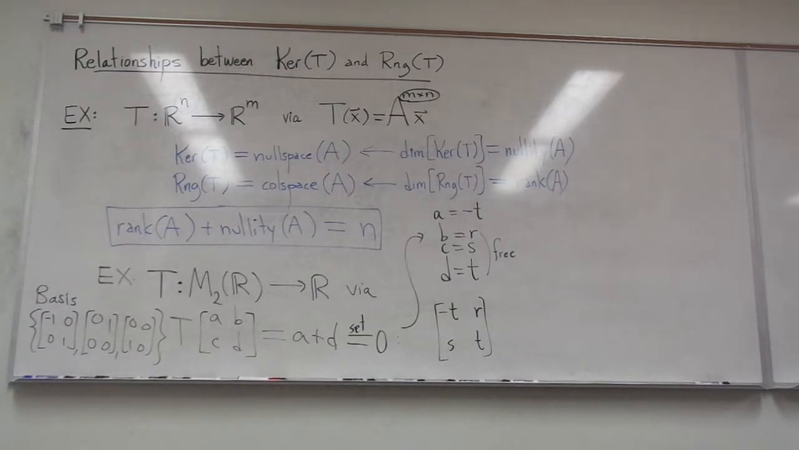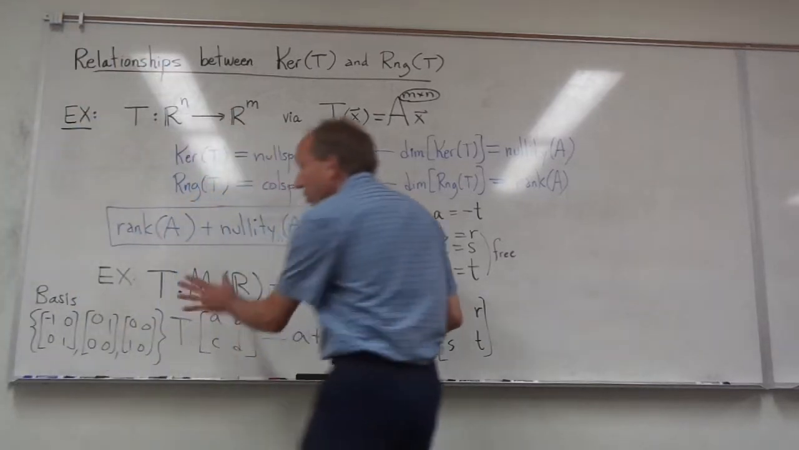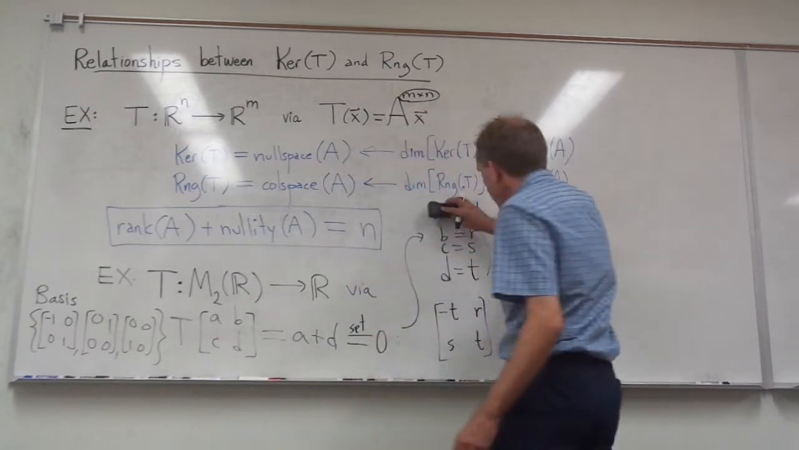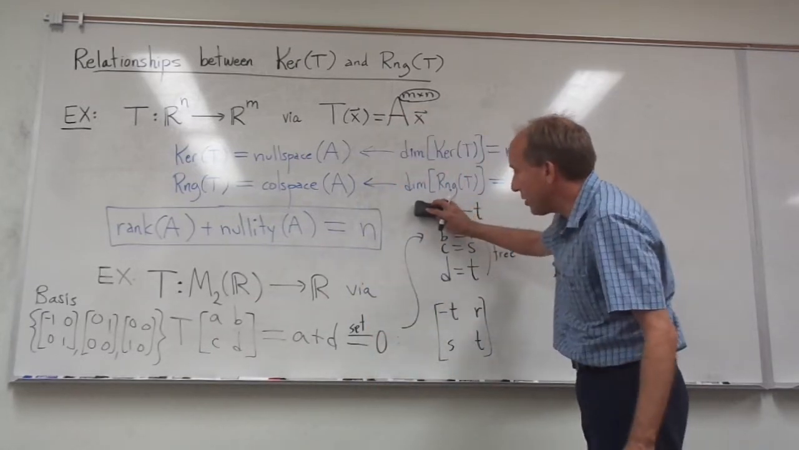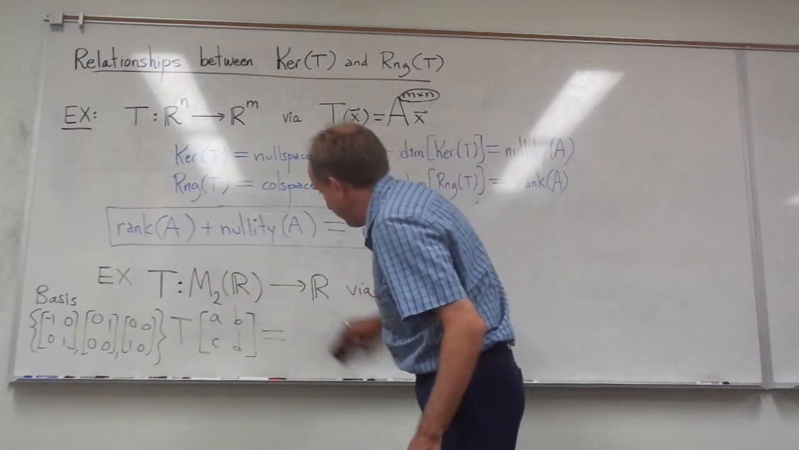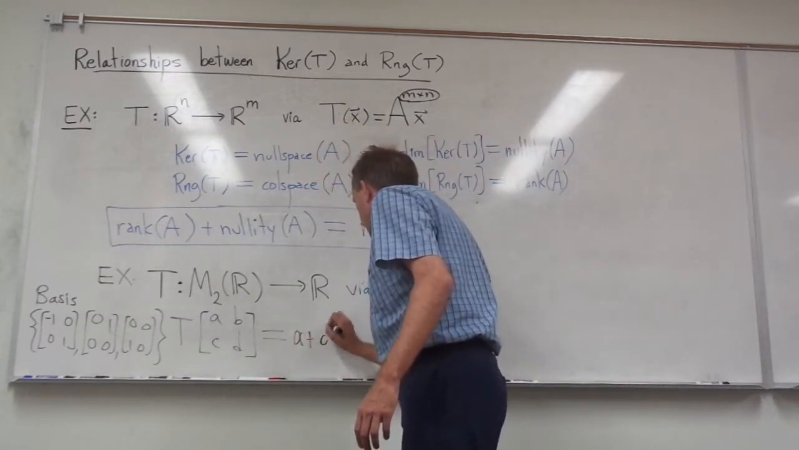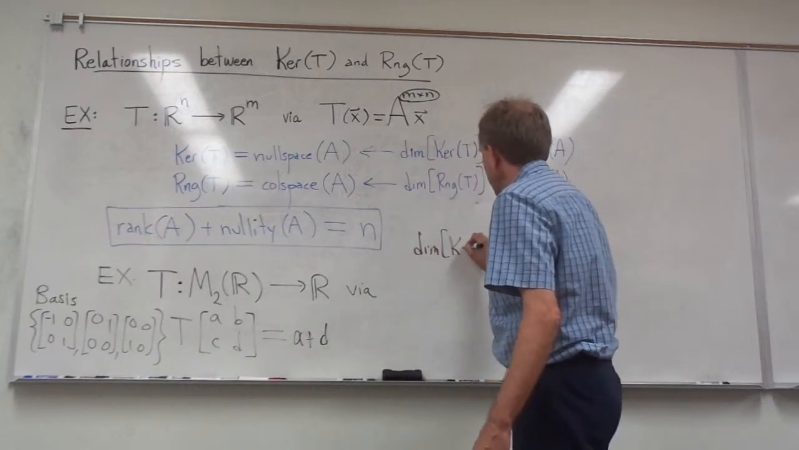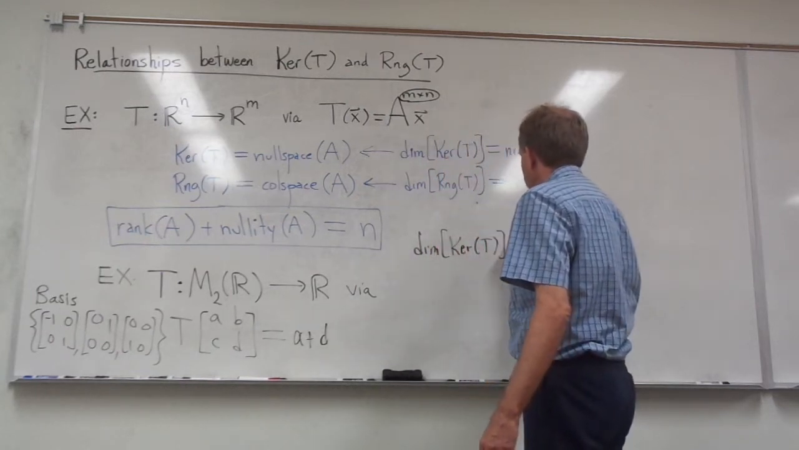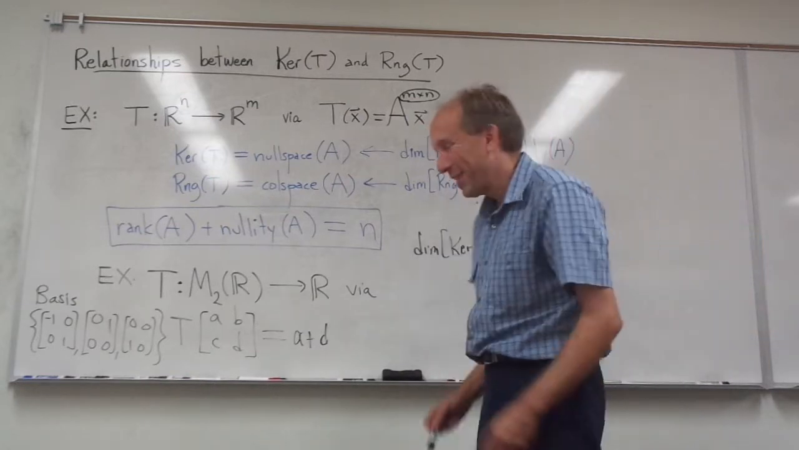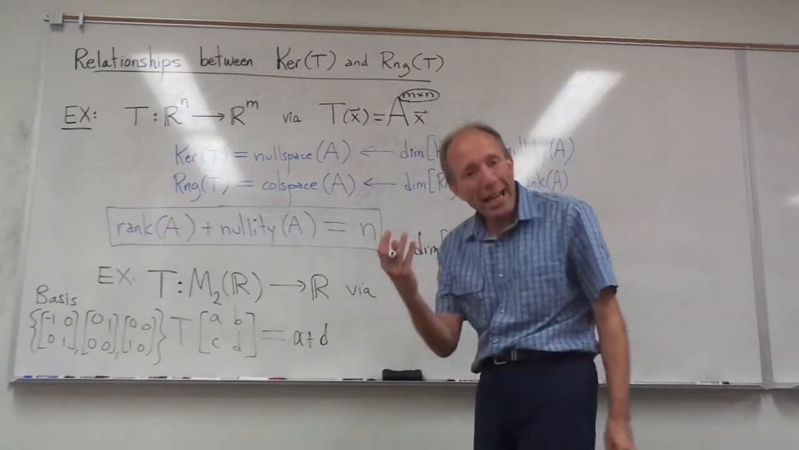Now, what we can say is that the dimension of the kernel is 3. So let's write that here. The dimension of the kernel of T is 3. Okay, let's think about the range. How do we find the range?